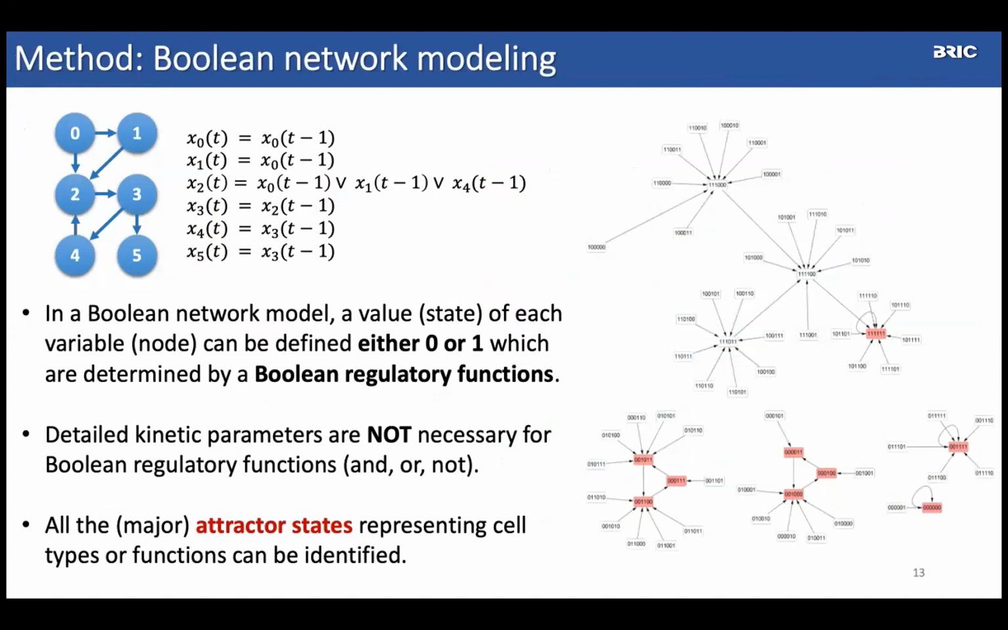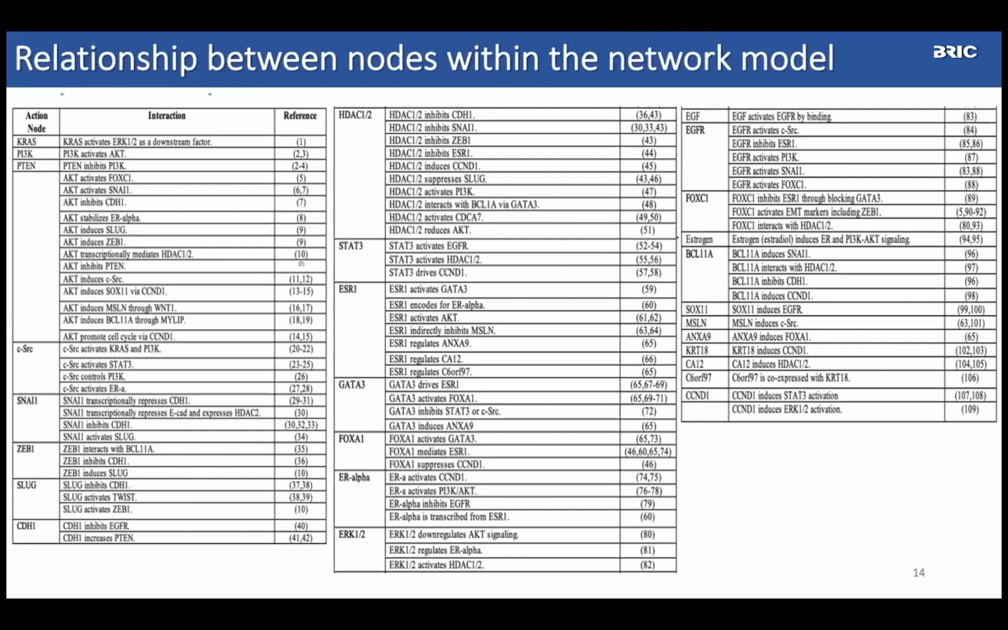And then after the construction of our network model, we use Boolean network modeling. Boolean modeling suggests that the value of each variable is 0 or 1. So it's binary, and the change or activity of each node's variable is controlled by a Boolean function called OR, NOT, or AND gates. This is a very useful modeling method in systems biology because we don't really need detailed kinetic parameters for analysis. So this Boolean network modeling is very widely used in systems biology research. And these are references for the interactions that we included in our network model, showing the interactions between the nodes within our network model.